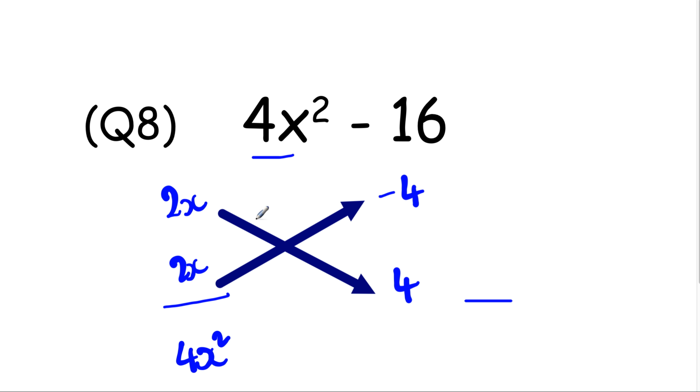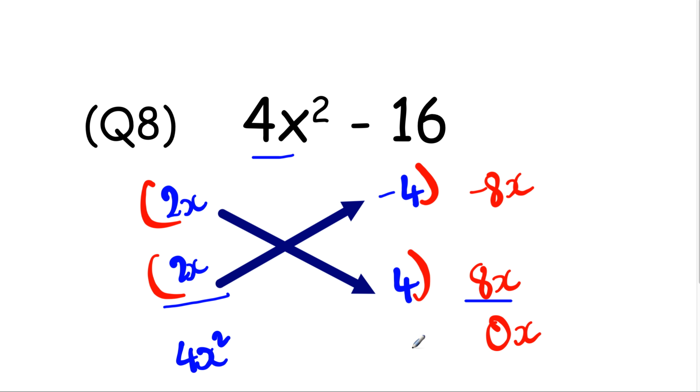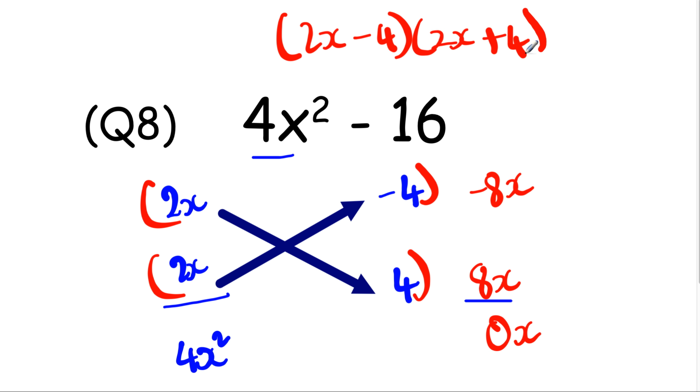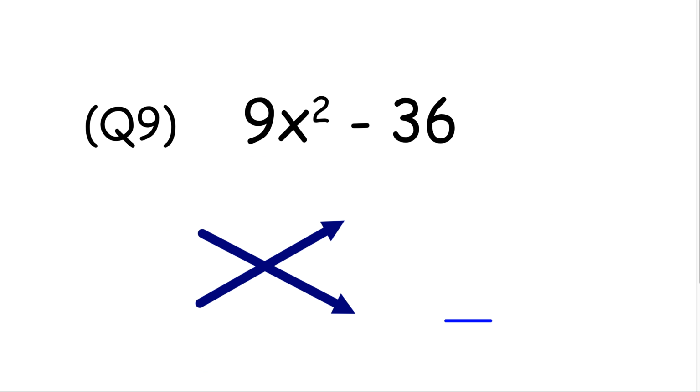Let's just check that. 2x times 4 is 8x. 2x times minus 4 is minus 8x, and that will give me 0x, so it works. So your two factors are these. Just be aware you can get a difference of two squares question like this, and your answer would be this.